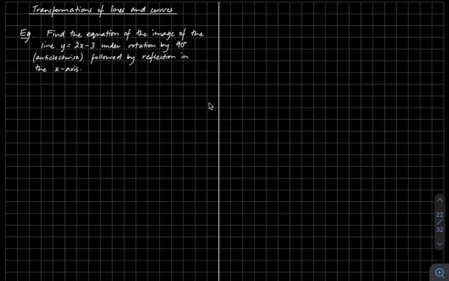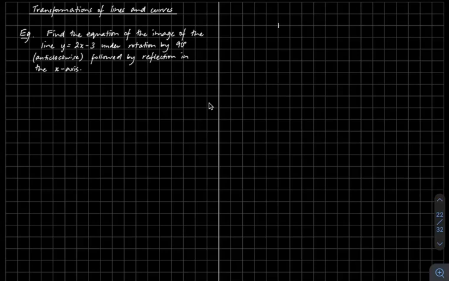And here's our example. We want to find the equation of the image of the line y equals 2x minus 3 under rotation by 90 degrees anti-clockwise about the origin, followed by reflection in the x-axis. So notice now we're not trying to find an image point, we're trying to find an entire equation which represents the image of doing something to this original equation or line. So maybe we should try and visualize this.